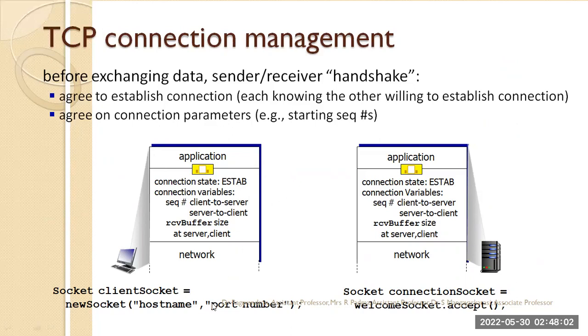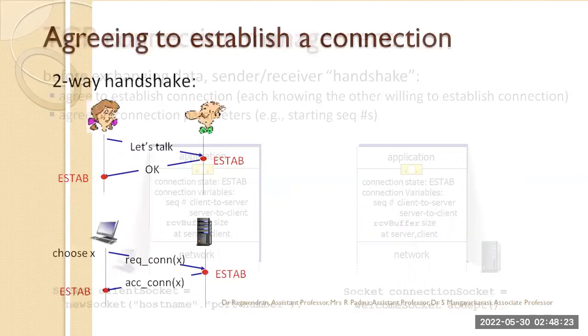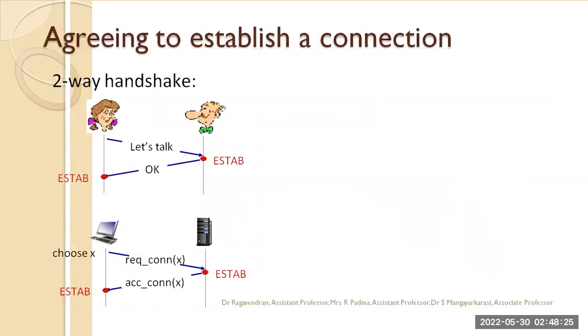The socket line: socket equals new socket, host name, port name. So this is the application layer, connection state ESTAB, connection variables: sequence numbers client to server, server to client, RcvBuffer size at server and client. So this is just to explain the two-way handshake signals. Okay.